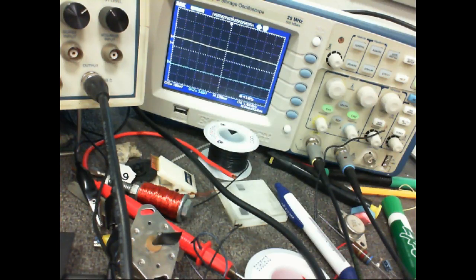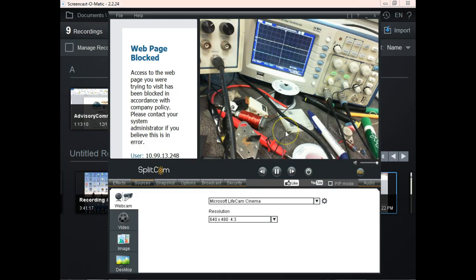Oops. I can't do that with the screen. The screen won't let me switch the screen.